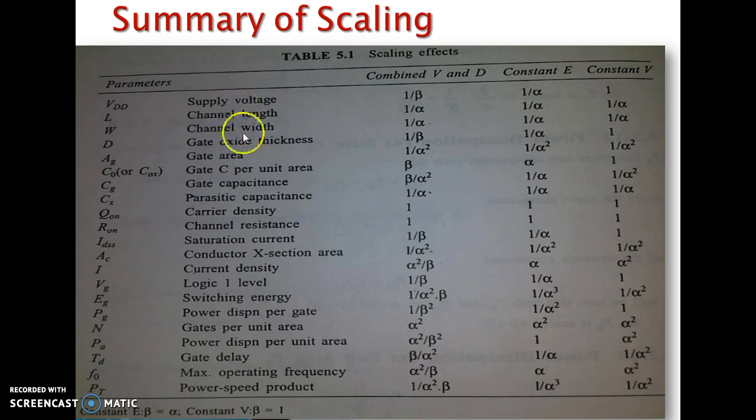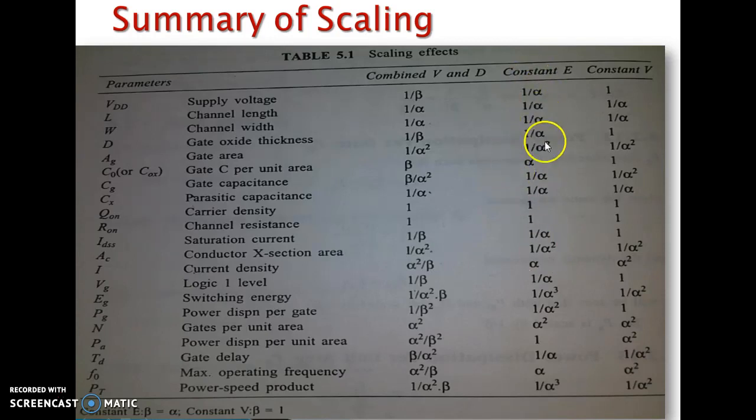Here we see all the different parameters and the effects. For combined V and D scaling, that means both the dimensions and voltages are scaled, so both beta and alpha appear here. Whereas in case of constant electric field scaling, beta becomes 1 here.